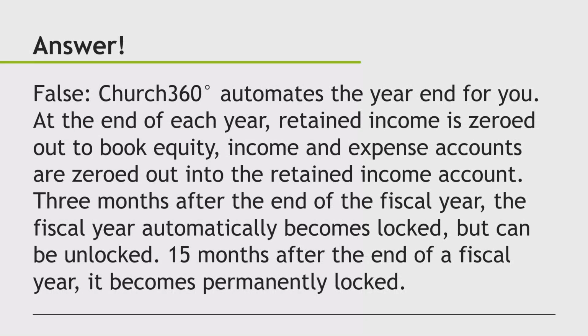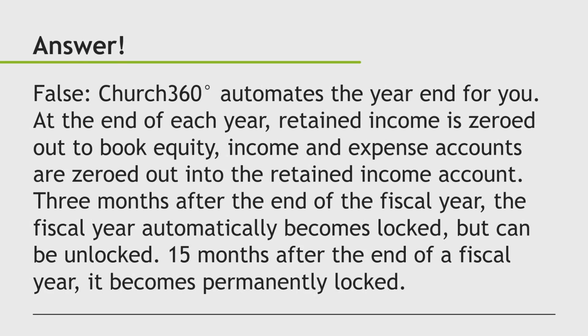So let me just walk through the basic process of what Church360 Ledger does at the end of each year. At the end of each year, retained income is zeroed out to your book equity. Income and expense accounts are zeroed out in the retained income account. So basically, this is how the system balances itself at the end of the year to take care of the income and expense accounts.